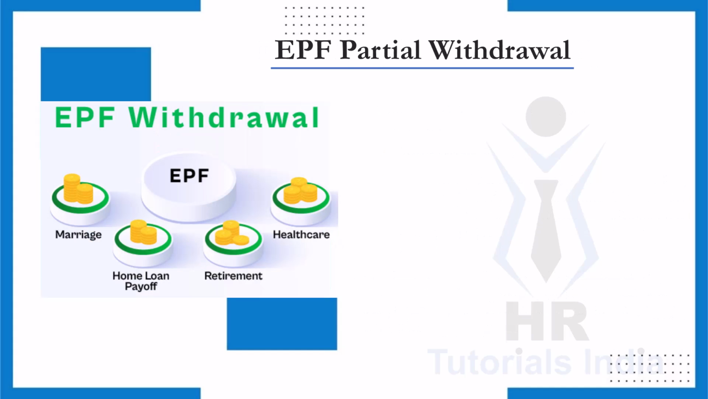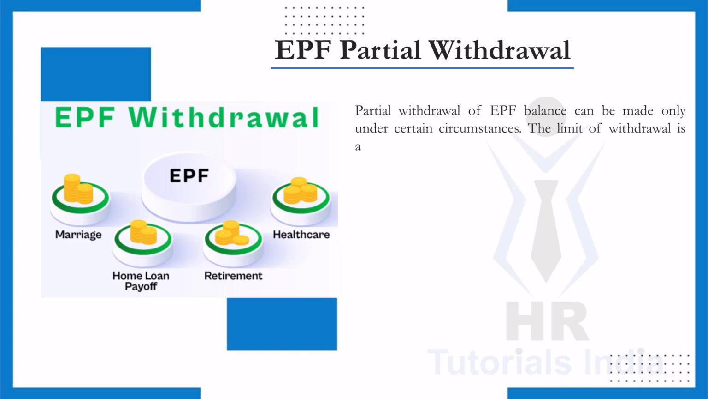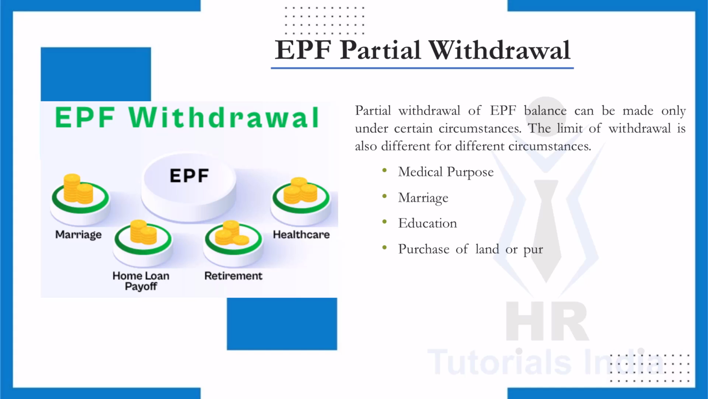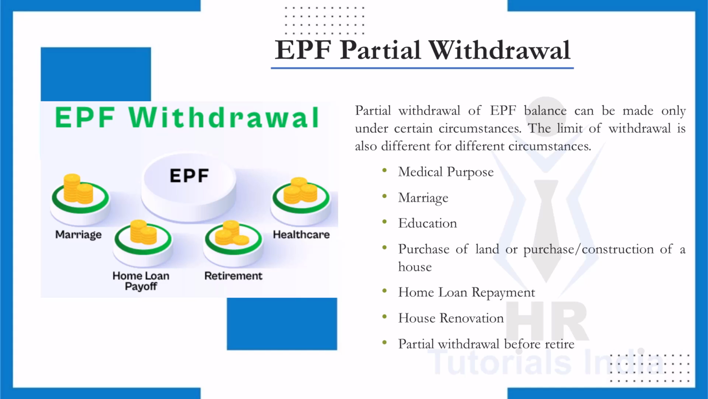EPF partial withdrawal. Now let us see when an employee can withdraw PF partially. Partial withdrawal of EPF balance can be made only under certain circumstances. The limit of withdrawal is also different for different circumstances. Now let us see what are the different circumstances under which a partial PF withdrawal can be done. Medical purpose, marriage, education, purchase of land or purchase or construction of a house, home loan repayment, house renovation, and partial withdrawal before retirement. So these are the circumstances under which an employee can withdraw PF partially.